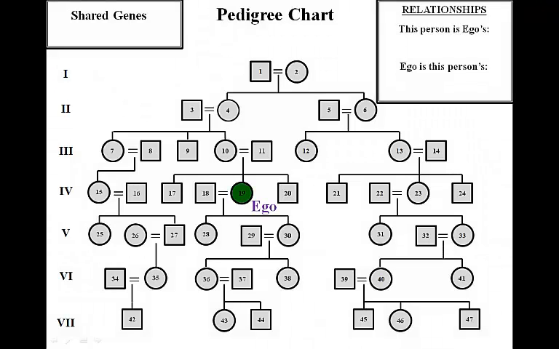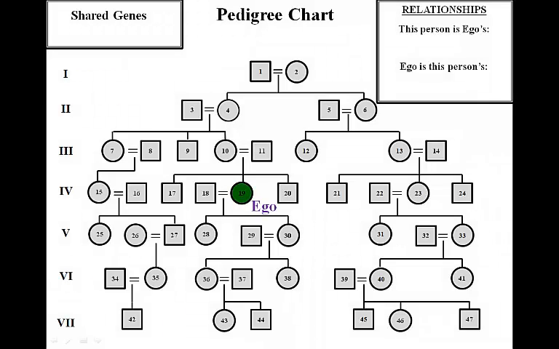Next example, ego, we designate 19 and ask the question, what's the relationship to 24? We see here that 4 and 6 are sisters, therefore their offspring will be first cousins, and the children of first cousins will be second cousins. Therefore this person is ego's second cousin, and ego is also this person's second cousin, and they share 1/32 genes.